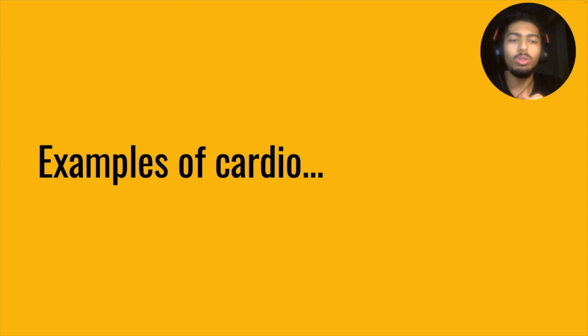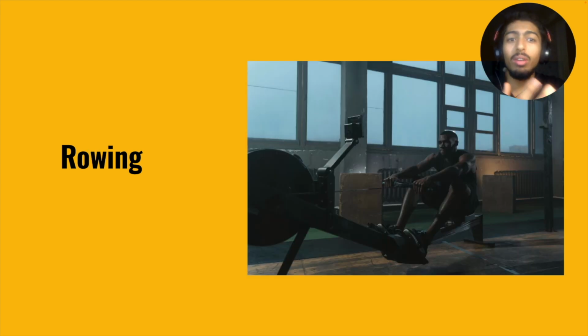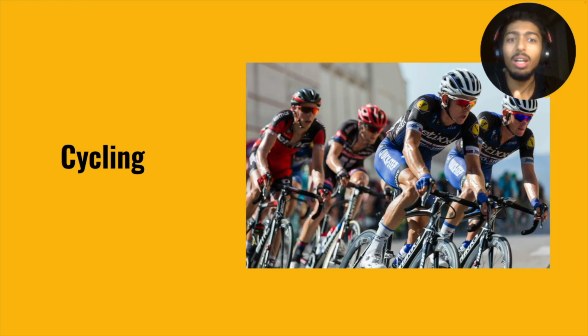Now, let's go through some examples of cardio. A good example is running, which is a very obvious example. We also have rowing, which is another good form of cardio. And we have cycling. Now, both cycling and rowing are two tools that we're going to be using, and I'll be mentioning later on in this lesson because they are very helpful and very beneficial as well.